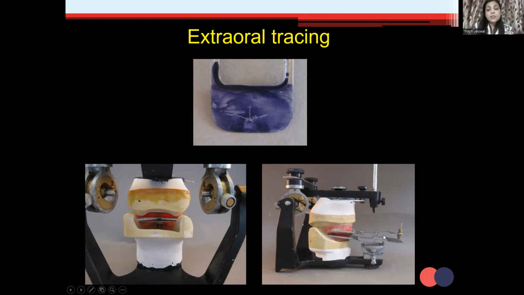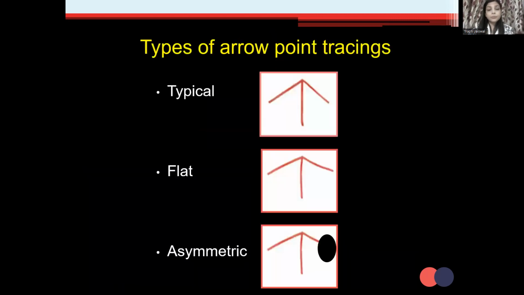This is the Gothic arch tracer in place on the maxillary and mandibular rims. What are the types of arrow point tracing obtained? It can be typical, with a sharp apex, and in this sharp apex is the centric relation position. This is the line of protrusive recording. This is the left lateral and right lateral recording, and it can be flat also.